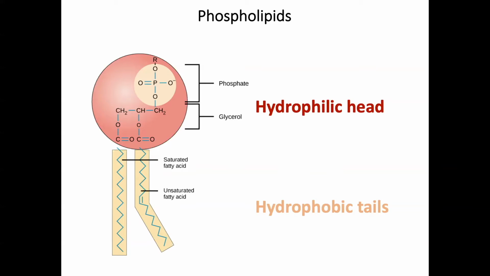Outside the cell membrane, the environment is water-based, like body fluid. And inside the cell membrane is the cytoplasm, which is also water-based. Therefore, we can imagine that hydrophilic heads should be facing outside and hydrophobic tails facing inside. This is indeed the case.